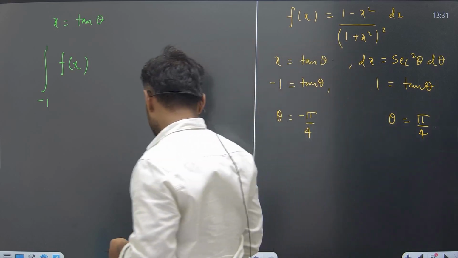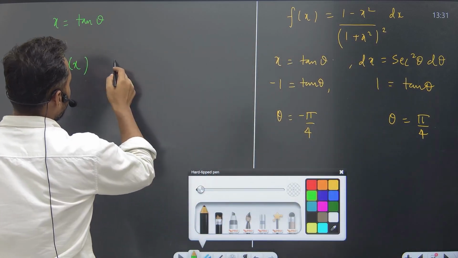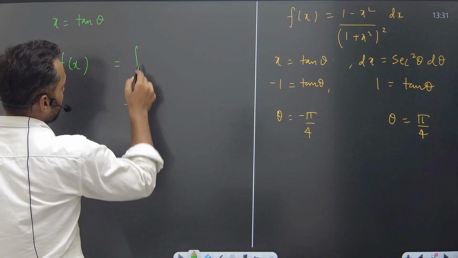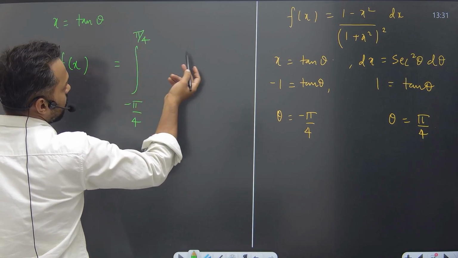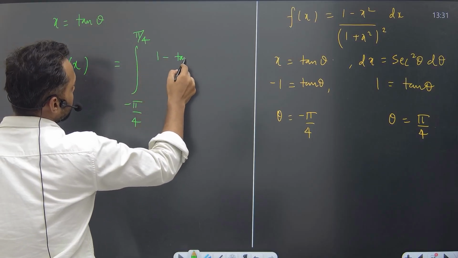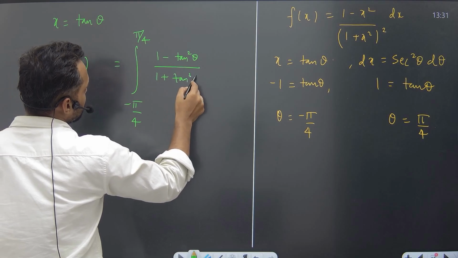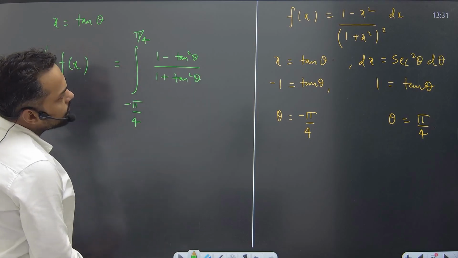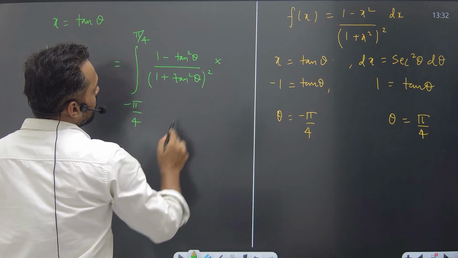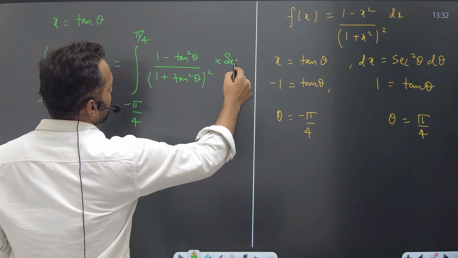Now we will plug this value here. So plugging the values from minus pi by 4 to pi by 4, 1 minus x square will be replaced by tan square theta upon 1 plus tan square theta, again the whole square, cross dx. dx was sec square theta.